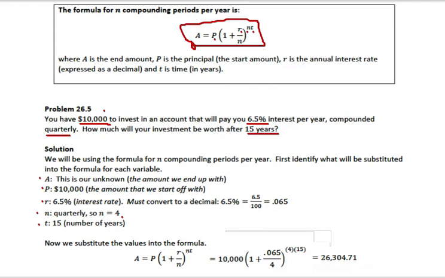So we just plug each of these values into the formula, and then we evaluate it by plugging these numbers into the calculator. Just be careful to type it correctly in the calculator, and then you should be getting this value, $26,304.71, as the final amount of the investment.